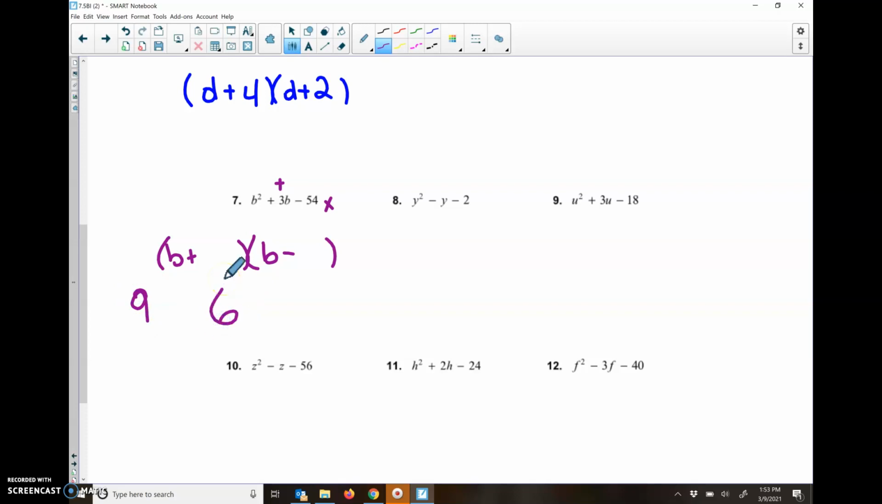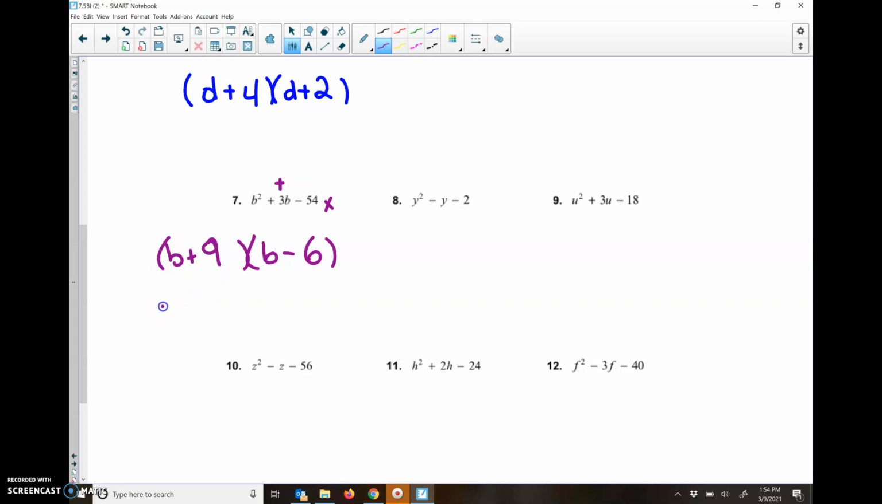9 times 6 is 54. And now we have to think, is positive 9 and a negative 6, when I add them together, does that give me a positive 3b? Or if I do negative 9 and a positive 6, when I add those together, does that give me a positive 3b? And it's going to end up being that first one. Positive 9 and a negative 6 give me a positive 3. If I have a negative 9 and a positive 6, that gives me a negative 3. So I know that my positive sign has to go with the 9, and my negative sign has to go with the 6. So this is the only way this could be written. Unlike the first 6 that we did, where it didn't matter where the numbers were because they were both positive, this matters. You need to have b plus 9.